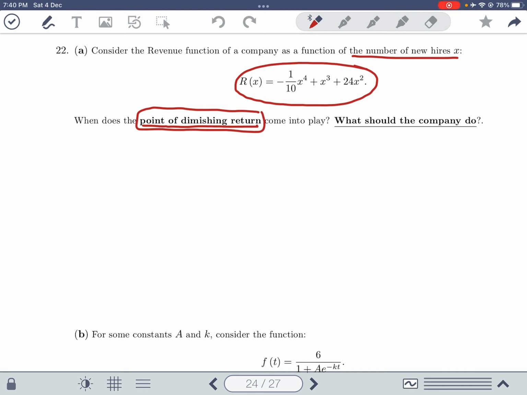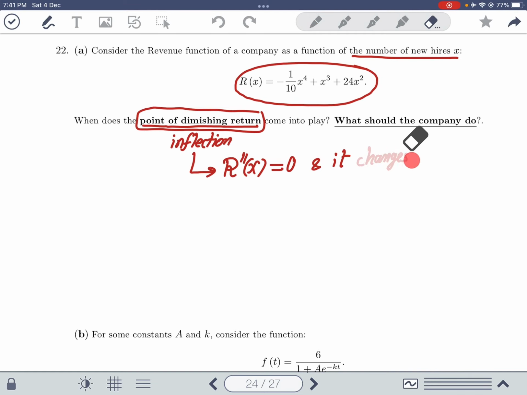This is the point where you have an inflection point in the graph. So this is the point where the derivative changes from increasing to decreasing. So the marginal revenue goes from increasing to decreasing. That would be the inflection point of the revenue. So when do you get an inflection point? It means that R double prime of x is 0 and R changes concavity there.